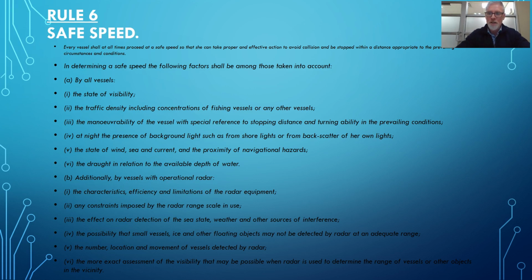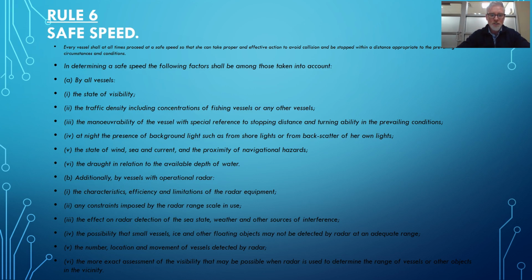The big one for this is if you get into ice-infested waters. Smaller icebergs, which are called growlers or bergy bits, are very hard to detect. Okay, what we say is they do not give a good radar target, so they don't give off a good echo. Okay, the radio wave will just bounce right off it. The possibility that small vessels, ice, and floating objects may not be detected by radar at adequate range.